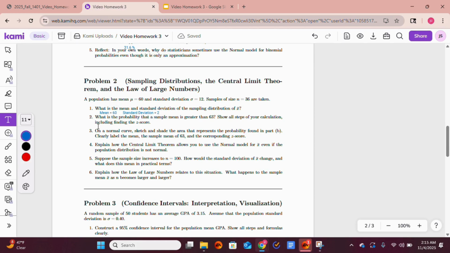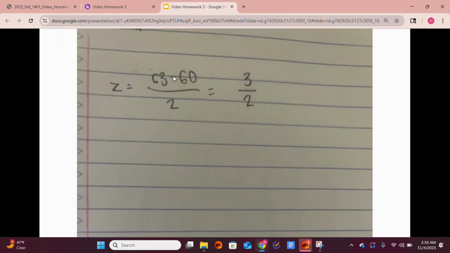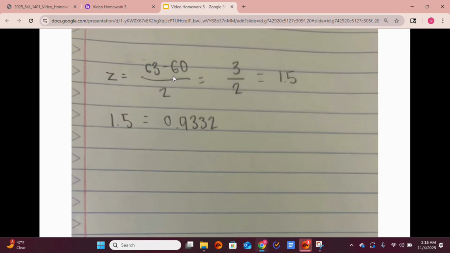Moving on to question 2, it asks, what is the probability that a sample mean is greater than 63? Show all steps of your calculation, including finding the z-score. To standardize this, we would have the equation z equals 63 minus our mean 60 over our standard error 2. When simplified, we have 3 over 2, which would be 1.5.